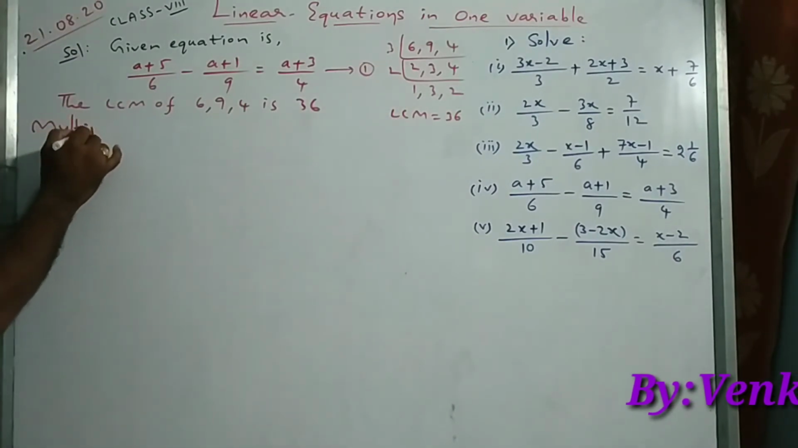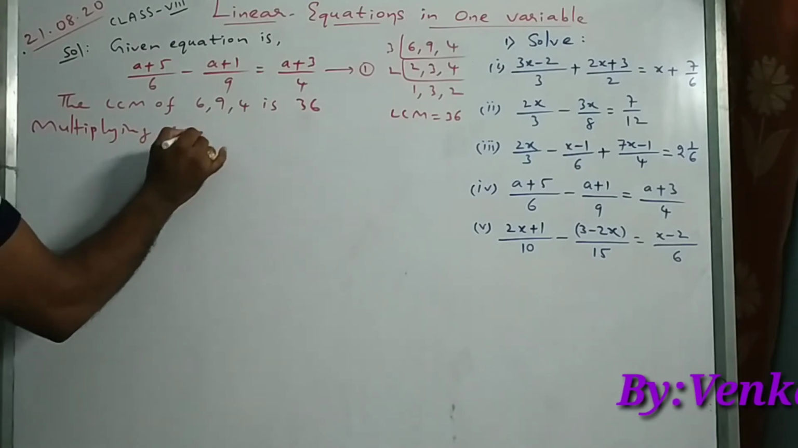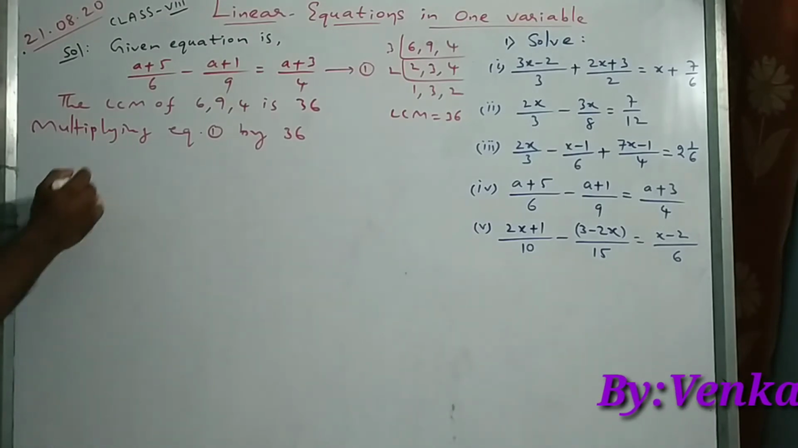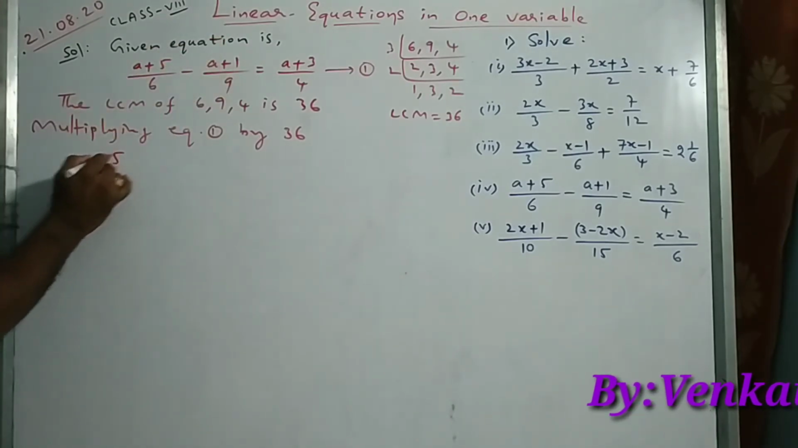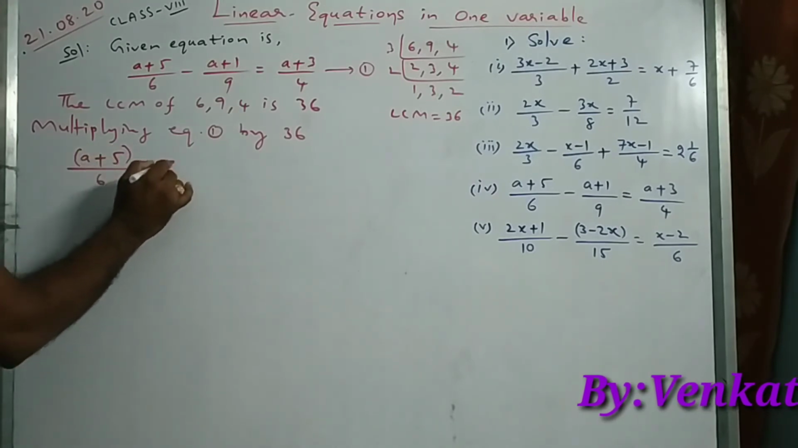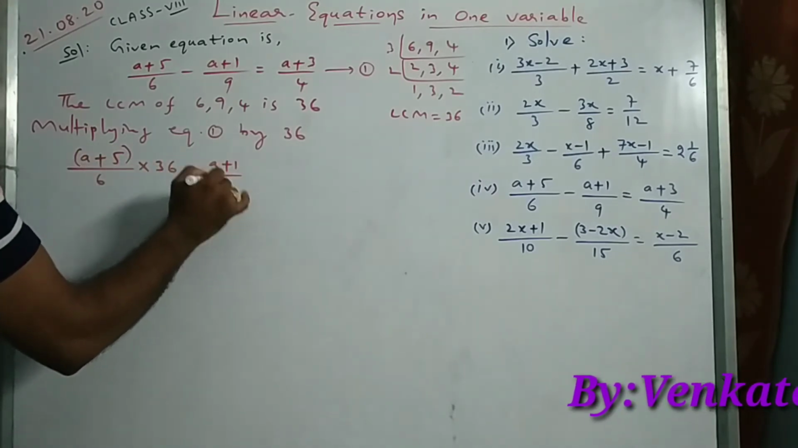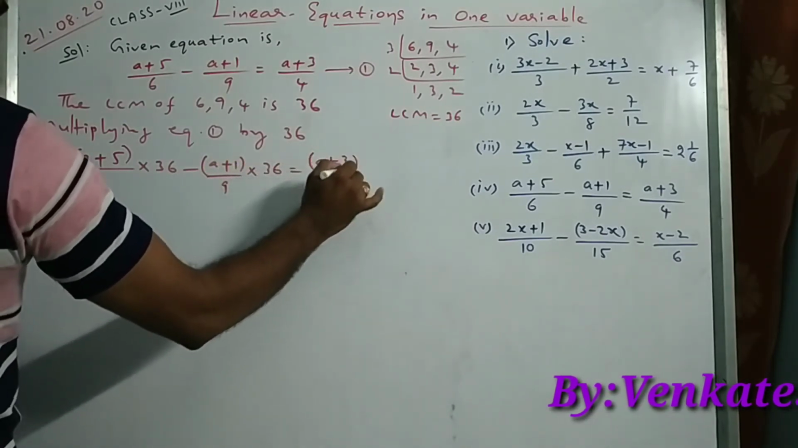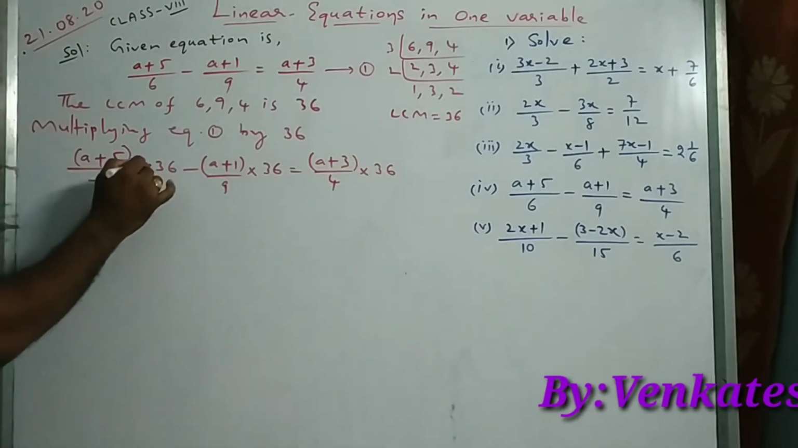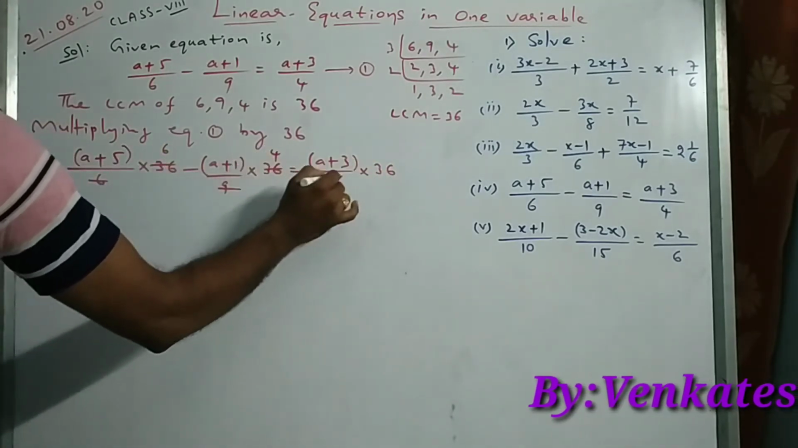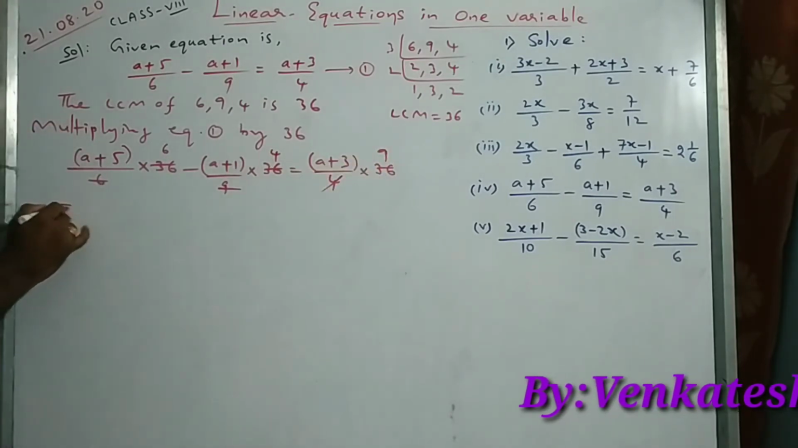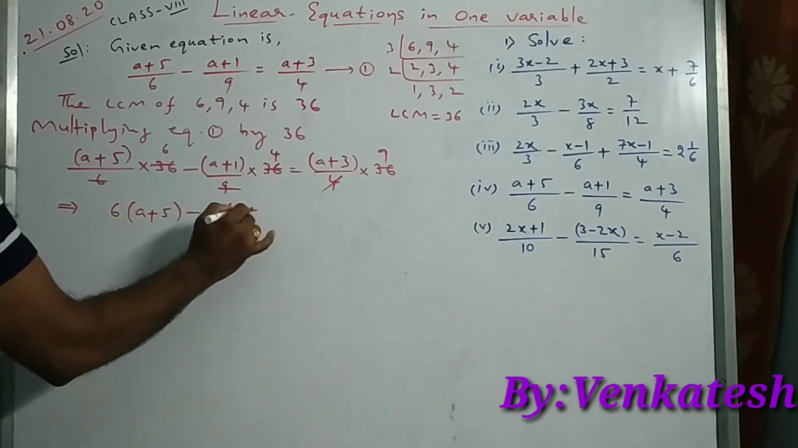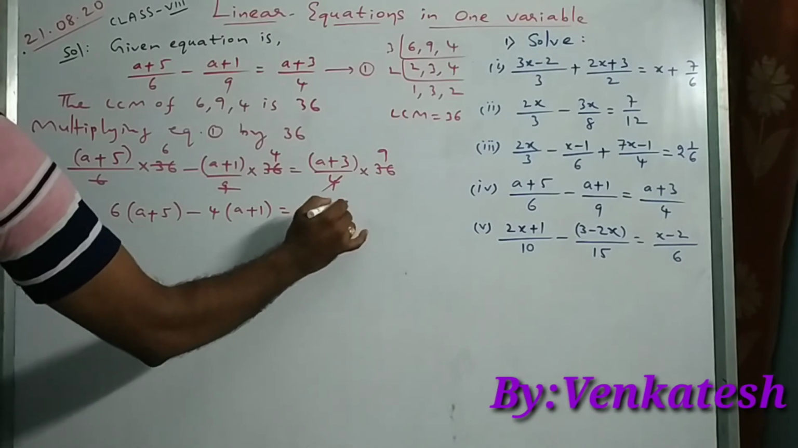So we have to multiply the given equation 1 by 36. Okay, whole equation you have to multiply. So a plus 5 upon 6 into 36, minus a plus 1 upon 9 into 36, equal to a plus 3 upon 4 into 36. 6 6s are 36, 9 4s are 36, 4 9s are 36. So 6 into a plus 5 minus 4 into a plus 1 equals 9 into a plus 3.